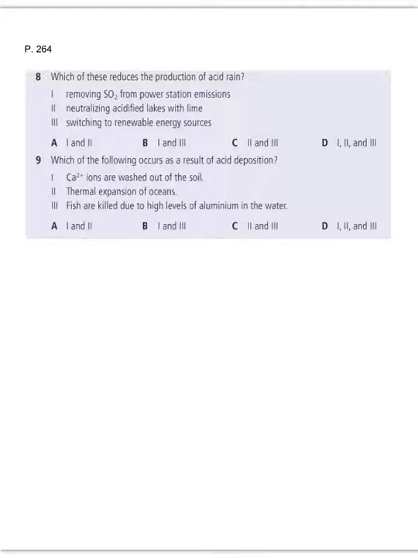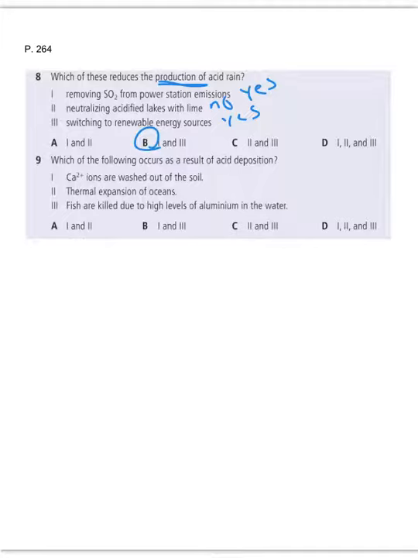Neutralizing acidified lakes with lime, that helps reduce the effects of it, but it doesn't reduce the production, and that's the key here. So this one isn't going to reduce it. And switching to renewable energy sources, that would help reduce the production as well. So 1 and 3 will reduce the production, which would be letter B. Number 2 helps, but it deals with it after the fact.